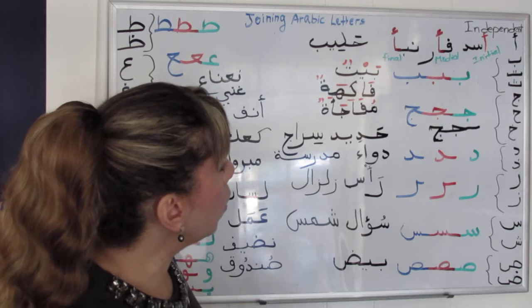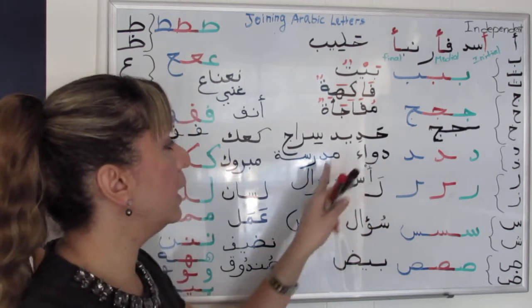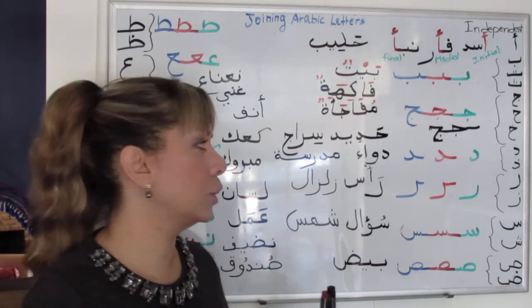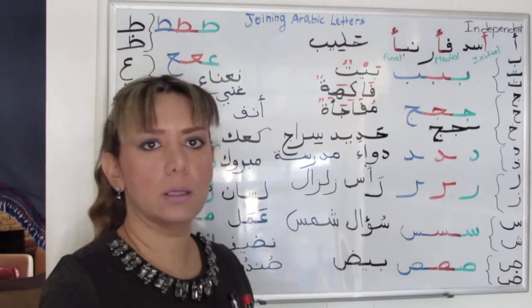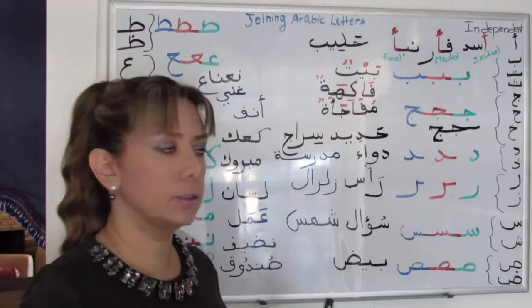consisting of all the selfish letters. Dal, waw, alif and hamza. Dawa, it means medication. They are all enemies. They don't connect at all. You have to write them all in the isolated form.